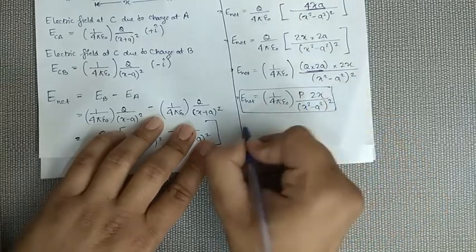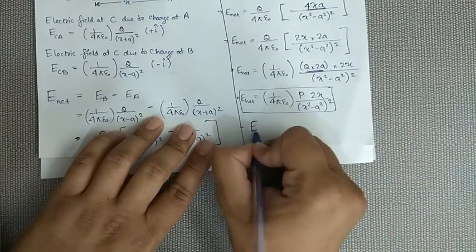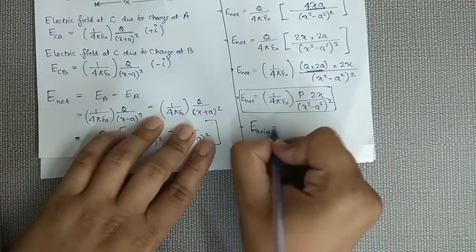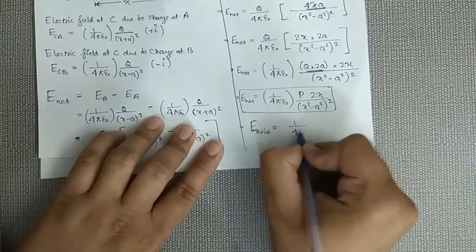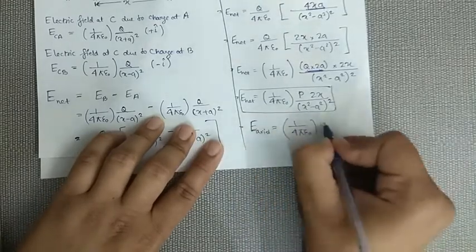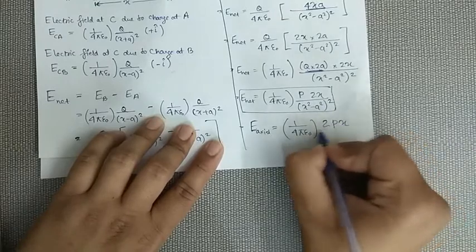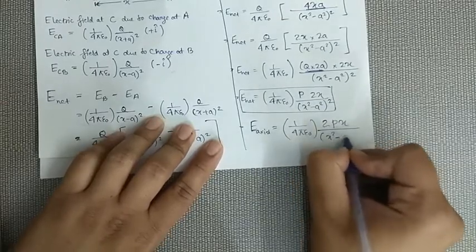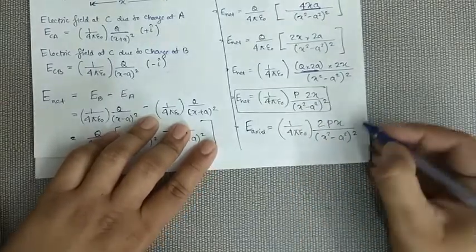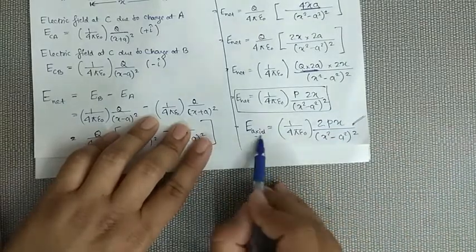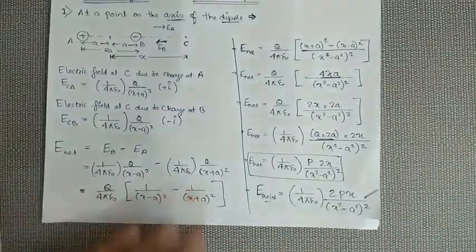This electric field is found at the axial point of the dipole. So at the axial point we are obtaining 1 upon 4 pi epsilon naught times 2px upon x square minus a square whole square. This is the electric field at the axial point of the dipole.